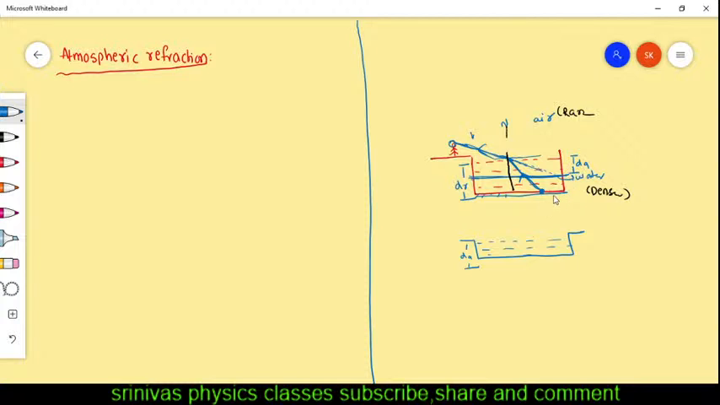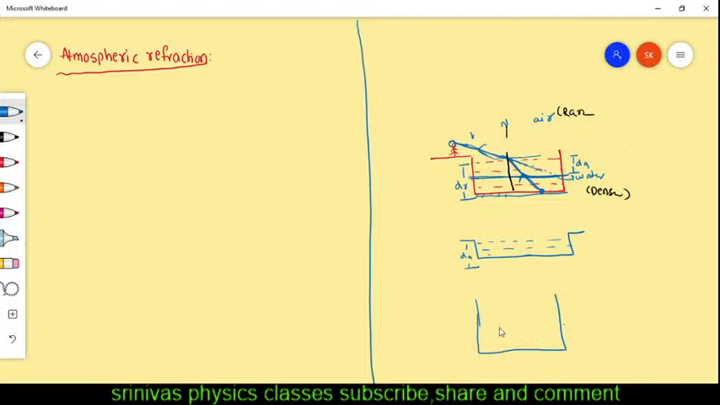Then he feels that the depth of the swimming pool is less, but in reality it is more. This happens due to refraction. Have you understood this concept? Why is it happening? Because of the bending.